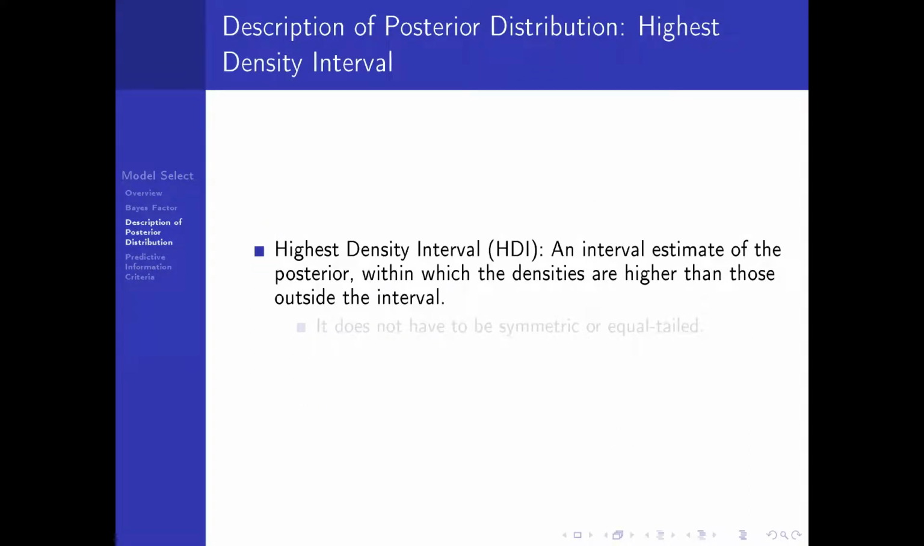Next, what is highest density interval? It is an interval estimate of the posterior within which densities are higher than those outside the interval. And it does not have to be symmetric or equal-tailed. Here I'm talking about the distribution of density, and sometimes we can have multimodal distributions. In that case, it can be asymmetric.